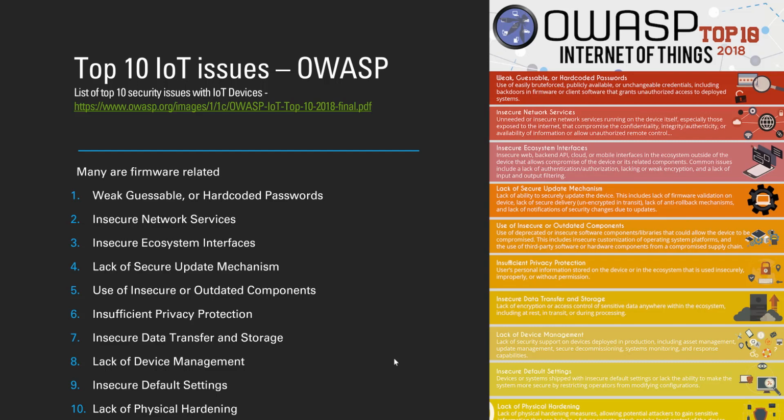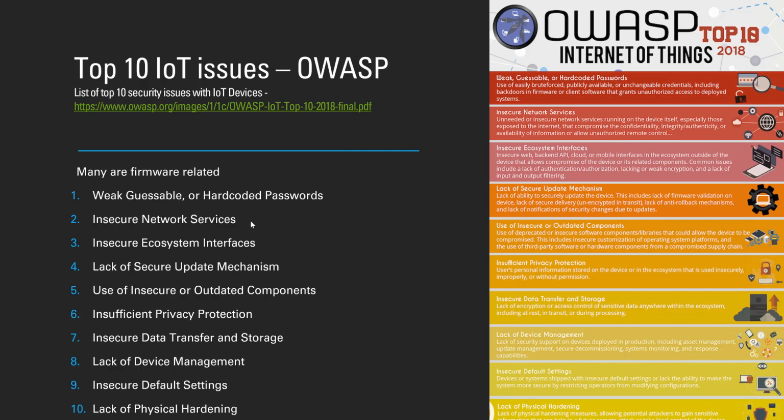So going hand in hand with what I can find when I look at firmware, there is OWASP out there. Maybe you're familiar with it, but they keep a list of top 10 IoT issues. This latest one is from 2018. I have a link here and also the graphic. But many of these are firmware related.